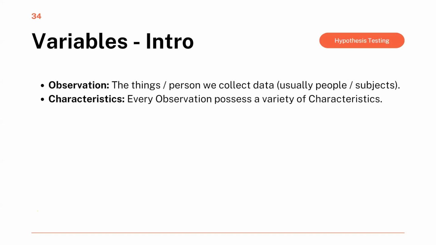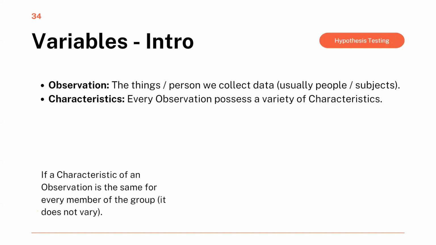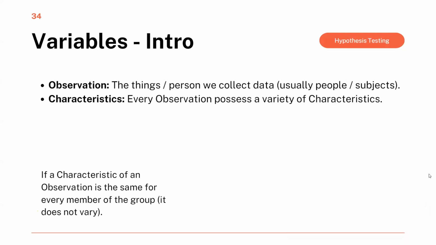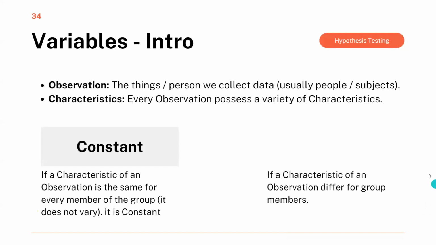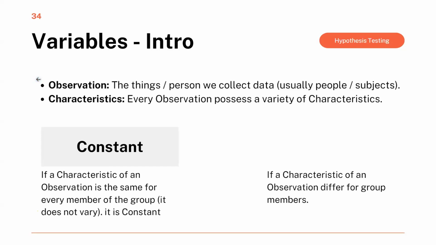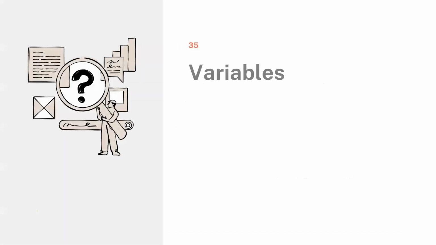The thing or the person we collect data from is called an observation. Every observation has its own characteristics. If a characteristic of an observation is the same for every member, then it does not vary, and it is called a constant. If a characteristic of an observation is different for group members, it varies from one to another. Everyone has different opinions. It is called a variable.